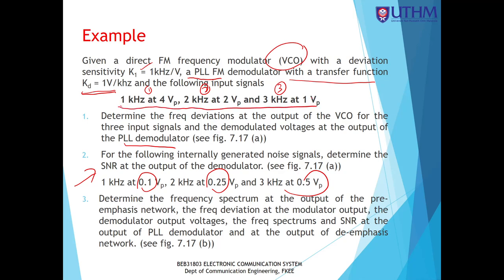So now we have 3 input signals at 3 different frequencies: 1 kilohertz, 2 kilohertz, and 3 kilohertz. All of the input signals have different amplitudes. Now we are given 3 questions. The first question asks you to determine the frequency deviations delta F at the transmitter side, at the output of the VCO, the output of the modulator. The second question asks you to find the SNR after the demodulation process in the receiver.